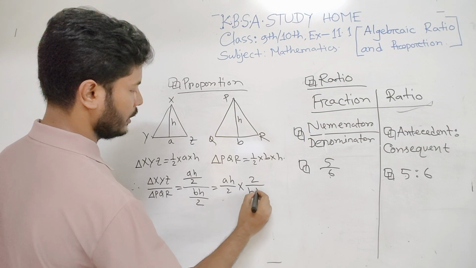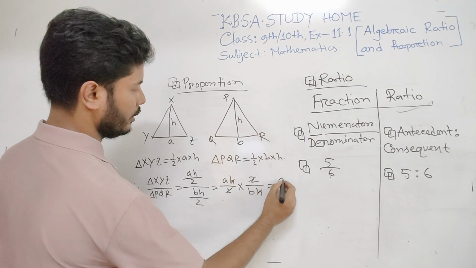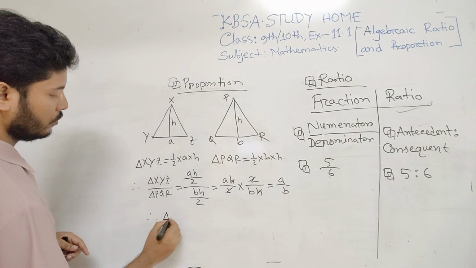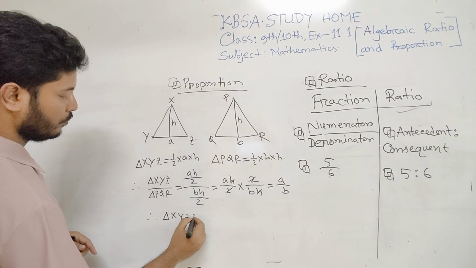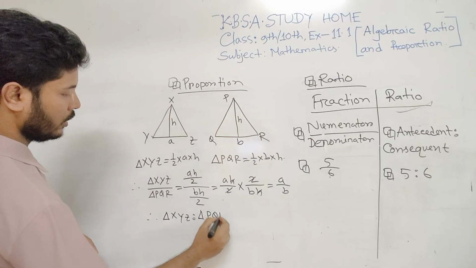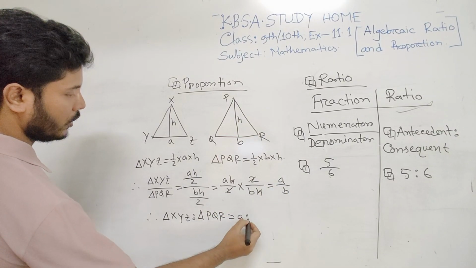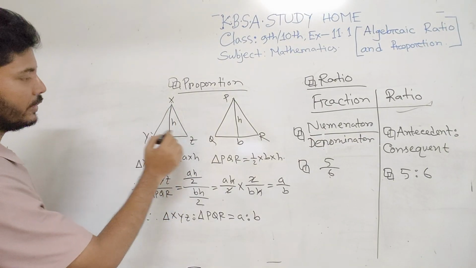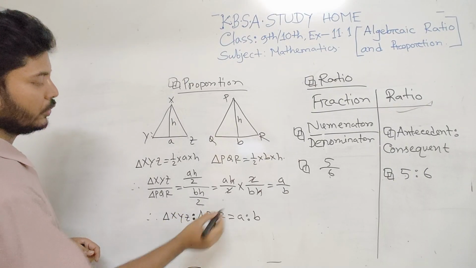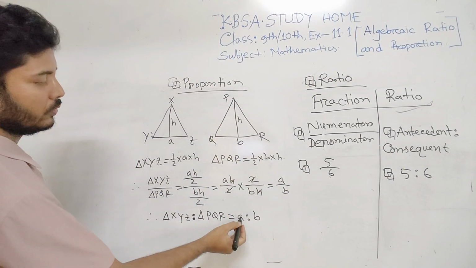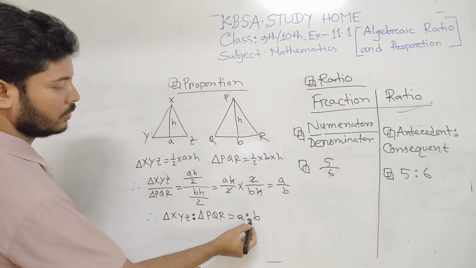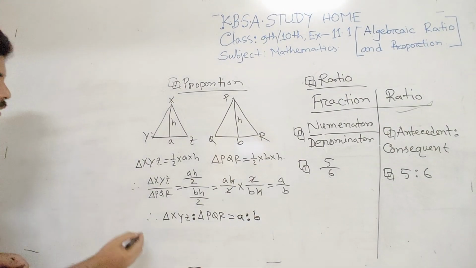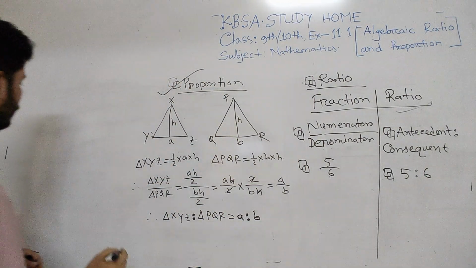2 divided by BH, we can cancel it, A by B. This one is a fractional system, we can write it as a ratio of triangle XYZ to triangle PQR as A colon B. We know the area of XYZ ratio area of PQR is equal to base ratio base. Okay, this system is called proportion.